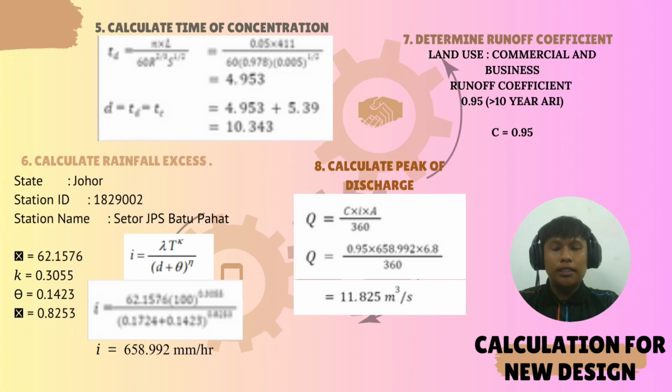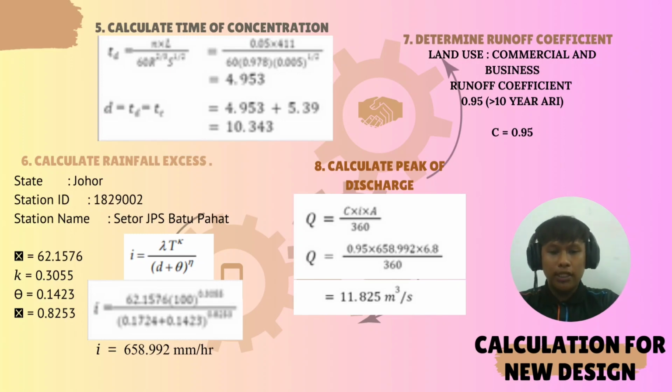For step number 5, calculate time of concentration. We got Tc equal to 10.343. Step number 6, calculate rainfall excess, which we got from table 2.3. The answer is 658.992 millimeter per hour. And step number 7, determine runoff coefficient. We got C equal to 0.95. And last step, calculate peak discharge. We got 11.825 meters cube per second.